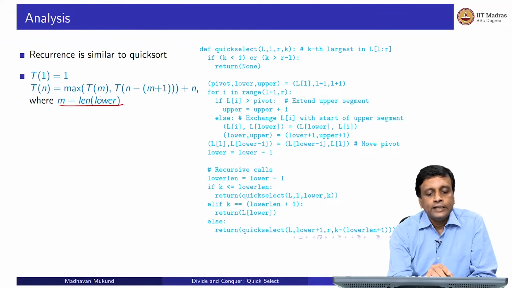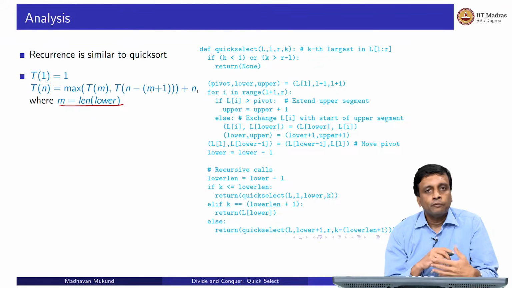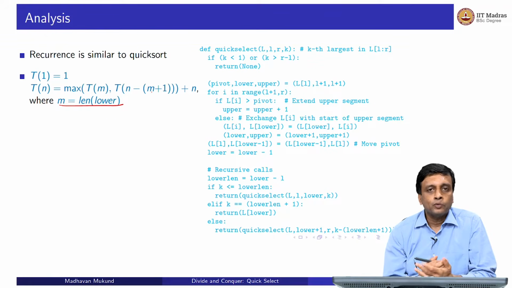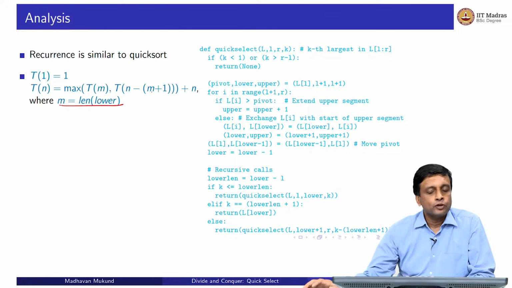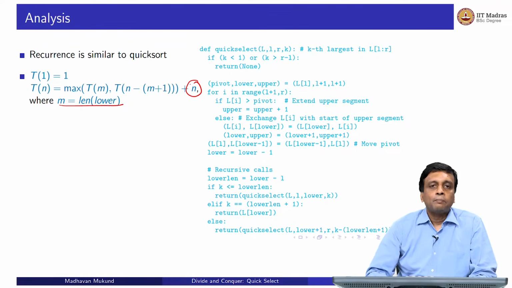So instead of saying T(m) plus T(n minus m minus 1), which is what we would do in quicksort because we would have to solve both problems, here we are going to take the maximum of the two, either the left half or the right half. In the worst case it will be the worse of the two, so the maximum. Plus of course there is this order n work, which is the partitioning part.